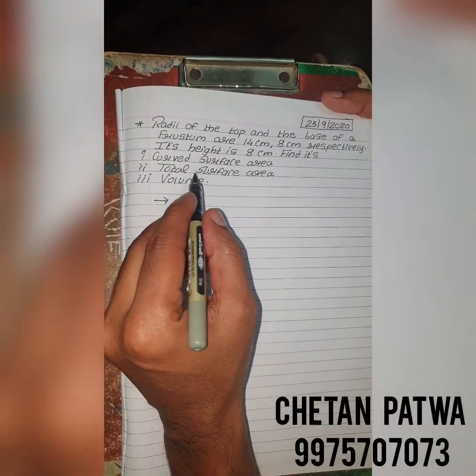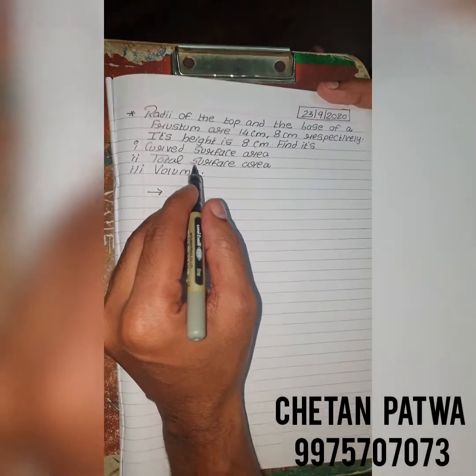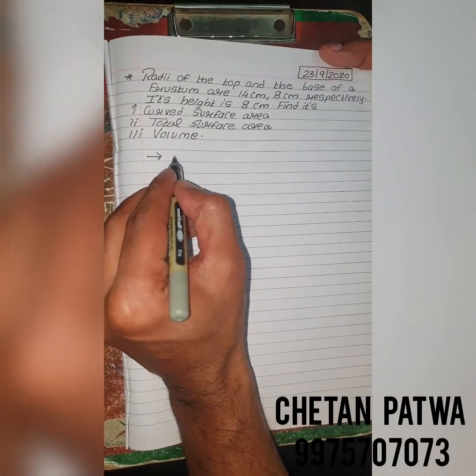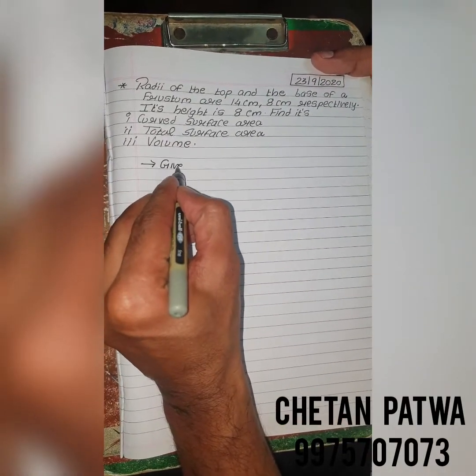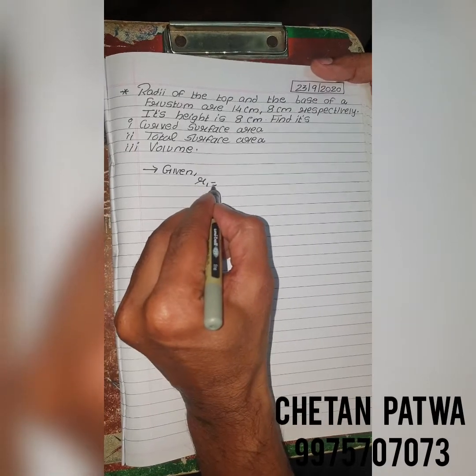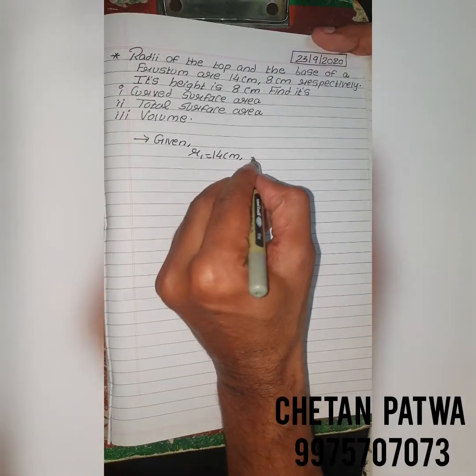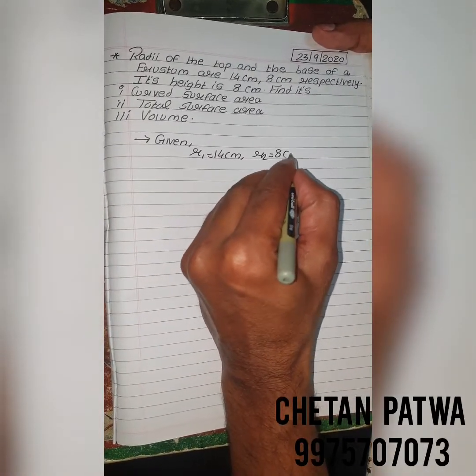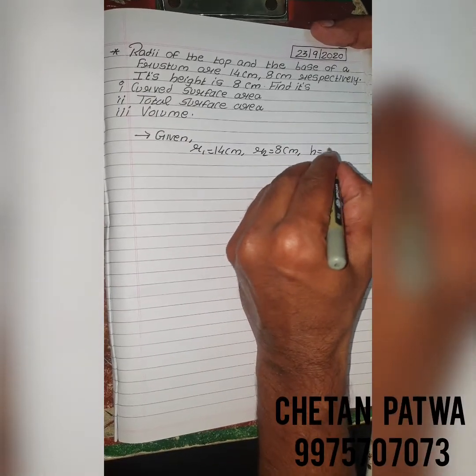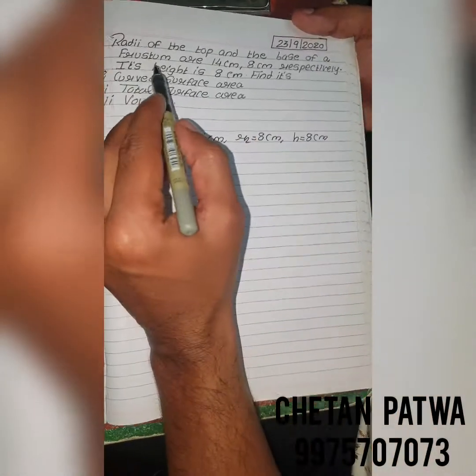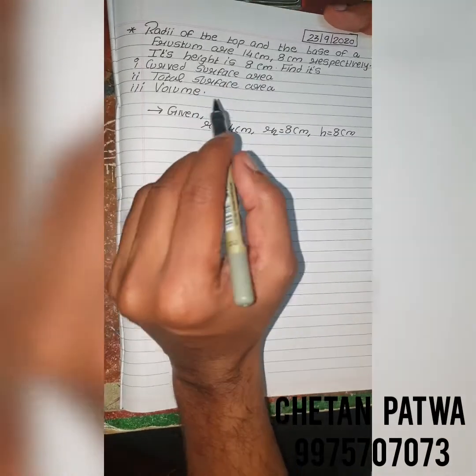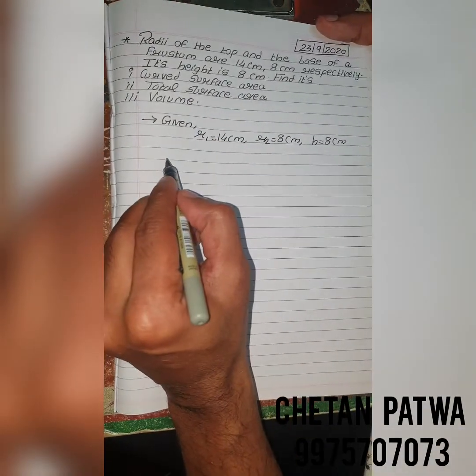Given radii of the top and the base of a frustum are 14 cm and 8 cm respectively. So given r1 is equal to 14 cm, r2 is equal to 8 cm, height is equal to 8 cm. Now first we have to find out curved surface area. So before finding out curved surface area, we will find out l.